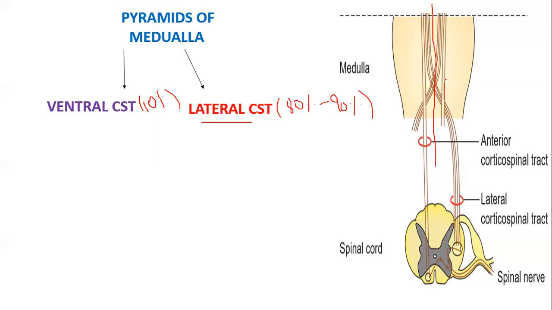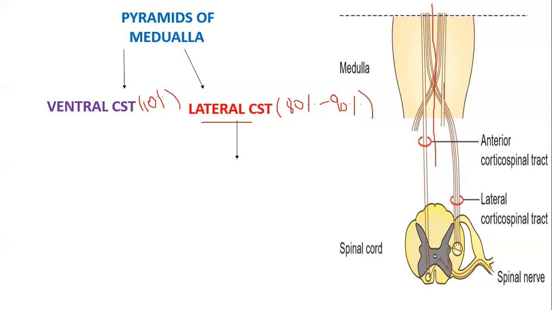Ultimately, as I told you, all these fibers have to reach the ventral horn of the spinal cord. So you need to understand how the lateral corticospinal tract reaches your ventral horn, and how the ventral corticospinal tract reaches your ventral horn. That's it. First, we will see the lateral corticospinal tract. So where is it in the picture? It is present here. The lateral corticospinal tract is going to come downwards.